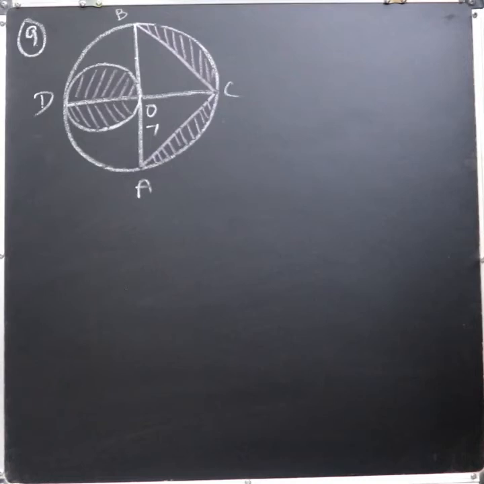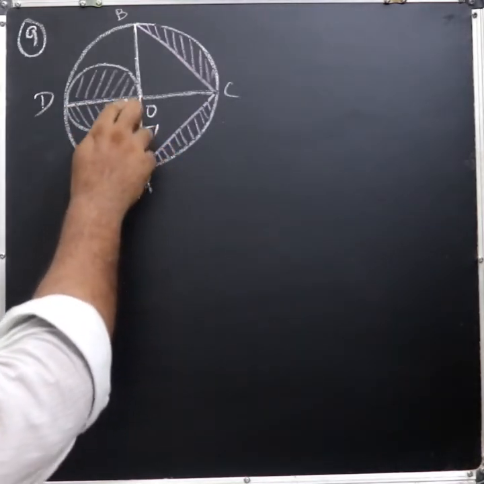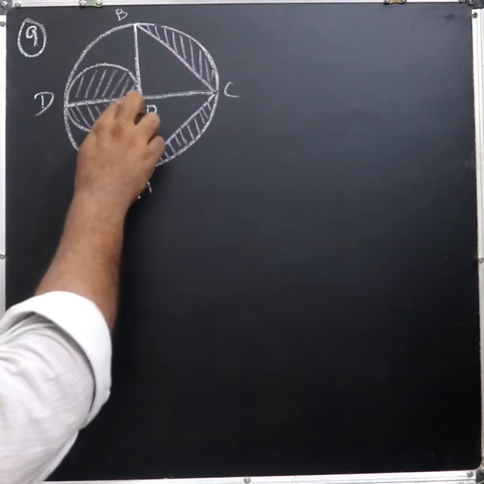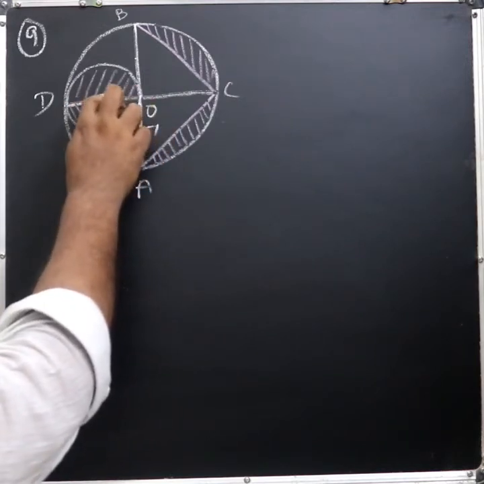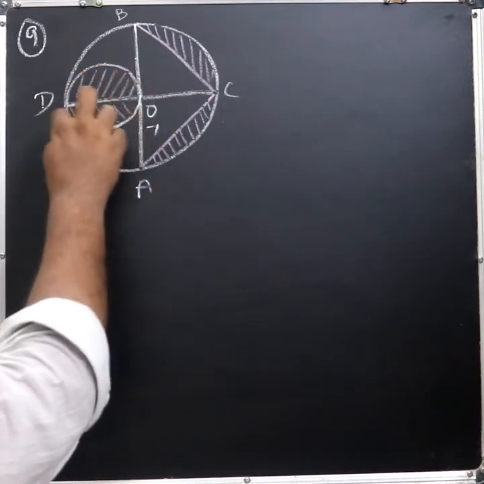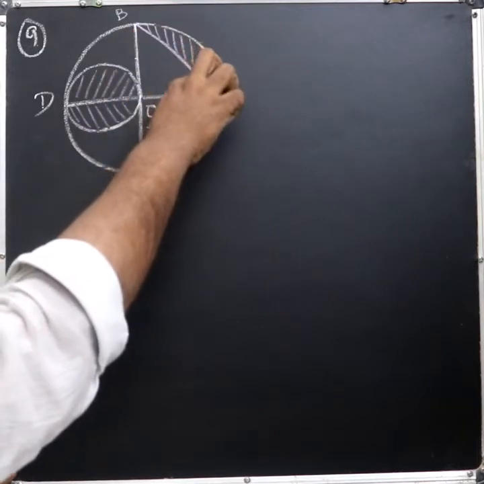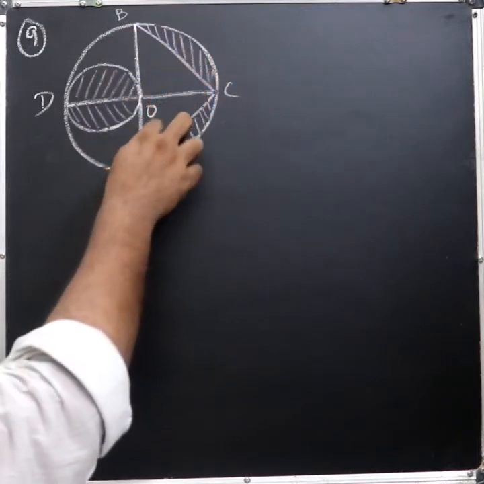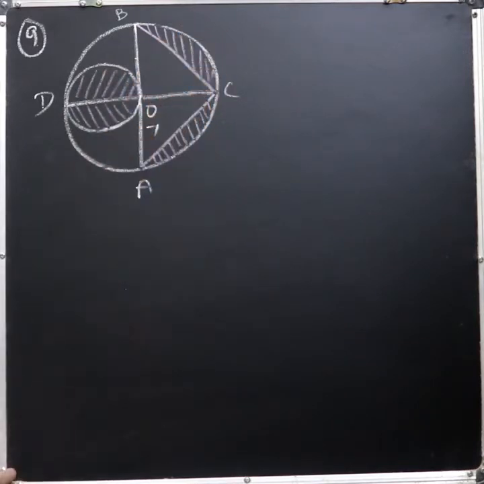Question number 9. You have a circle. The radius of that circle is 7 centimeter. On one side of the circle, with the radius of the circle as diameter, another circle is drawn. And on the other side, you can see two chords are drawn there. Both the circle and that segment area are shaded. We are going to find the area of the shaded region.